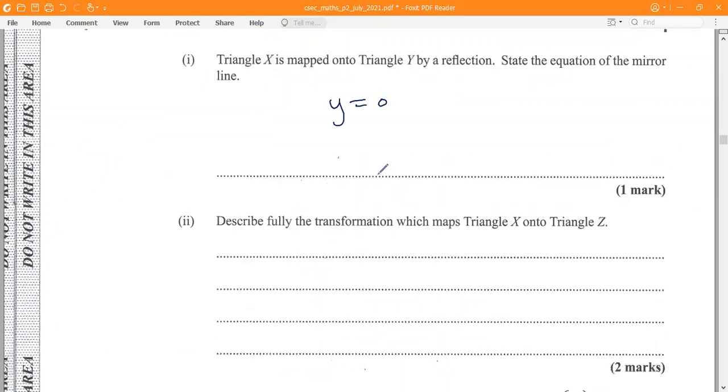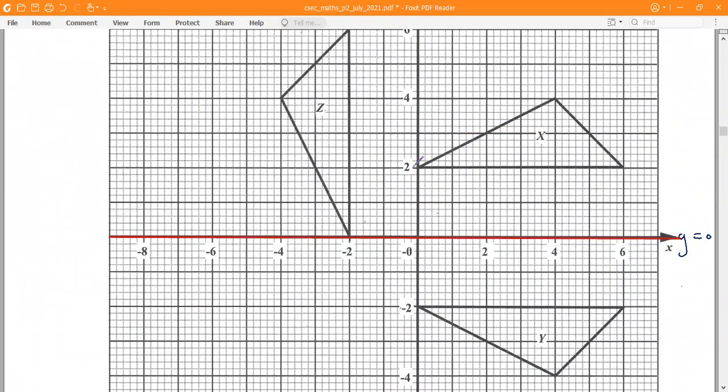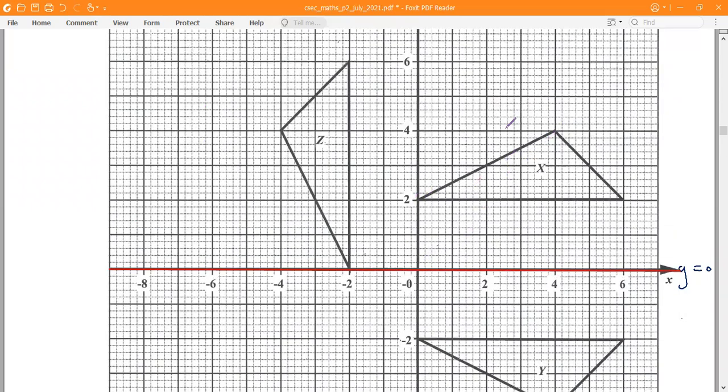Describe fully the transformation which maps triangle X onto triangle Z. Now, triangle X and triangle Z. Let's see what's going on here. Let's try to connect one point with the origin because the orientation of the triangle has changed. Therefore, this is not a translation. The size of the triangle has not changed. Therefore, this is not an enlargement. So this could be a rotation because it's definitely not a reflection.